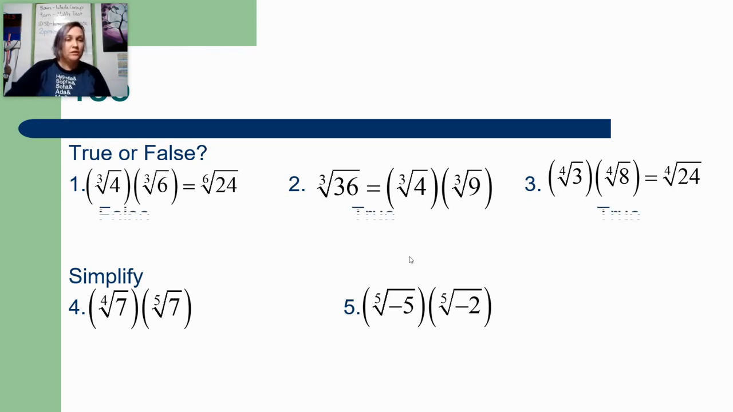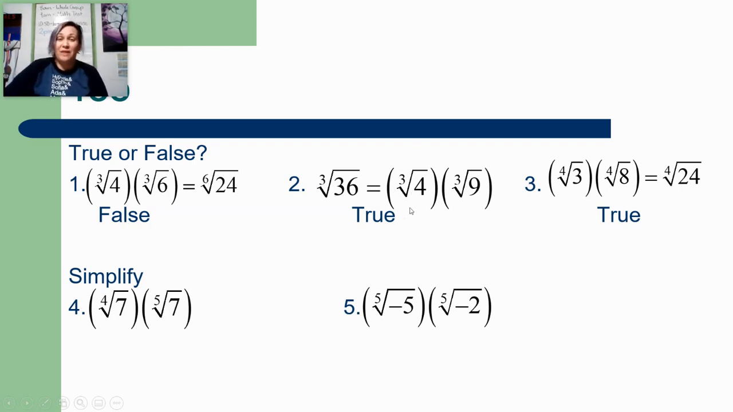So on number 1, I hope that you got false. Number 2 is true. And number 3 is also true. Well, let's focus on number 1. Number 1 is false because even though I multiplied my 4 times my 6 and got 24, and even though they both have the same index of 3, the mistake that we made was we actually changed the index to a 6. I added 3 plus 3 and got 6 over here. And so that's why number 1 is false. It's because my index changed and it wasn't supposed to. If this had been a 3 over here as well, then we would have been all good.